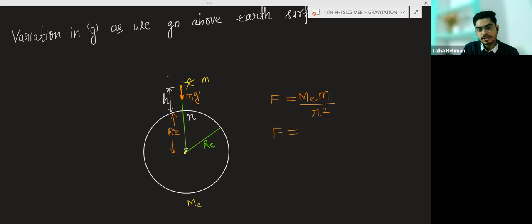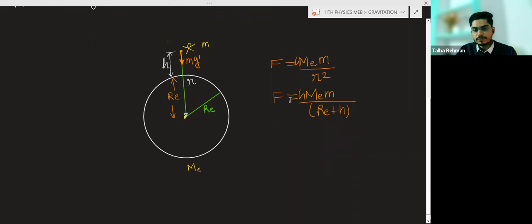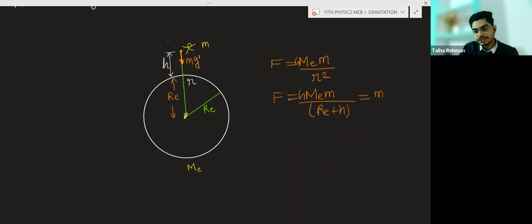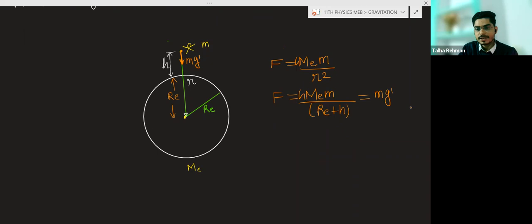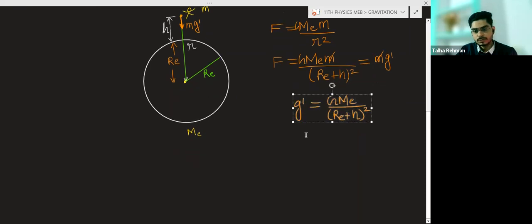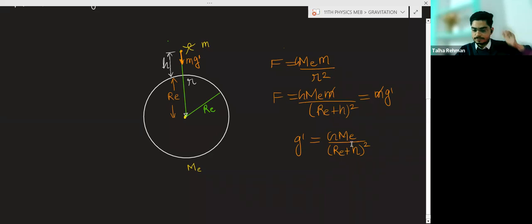So this force F can be written as G into me into m divided by re plus h whole square. And this force will be equal to m into g dash. Now from here m and m will be cancelled out. The value of g dash, you will have G into mass of the earth divided by re plus h whole square.